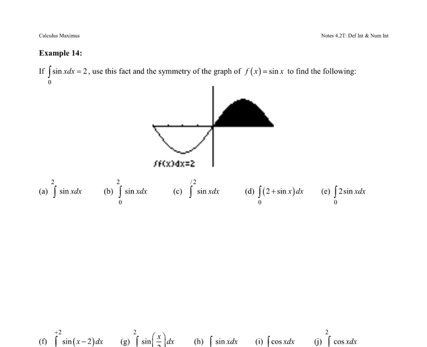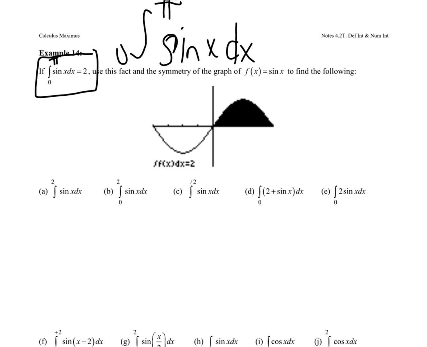At the very end, we're going to look at this function, and you notice the upper limit is missing, so I'll add that in there, 0 to pi. The integral from 0 to pi of sine of x dx is equal to 2. We're going to use that and symmetry to find the following. I don't know why some of these didn't print. It looks like pi didn't print on any of these.